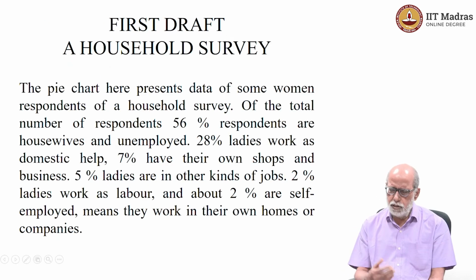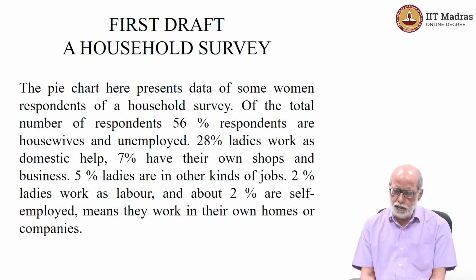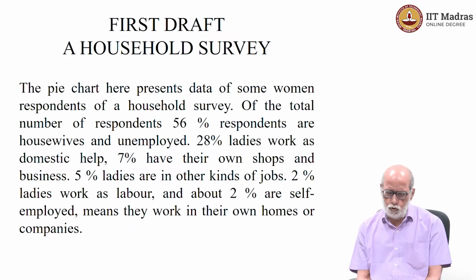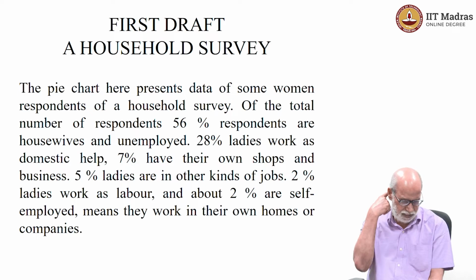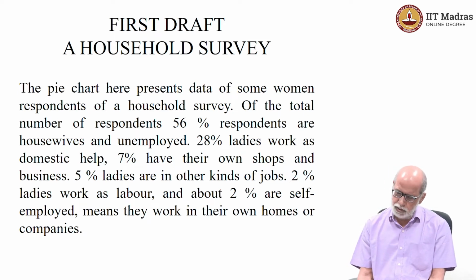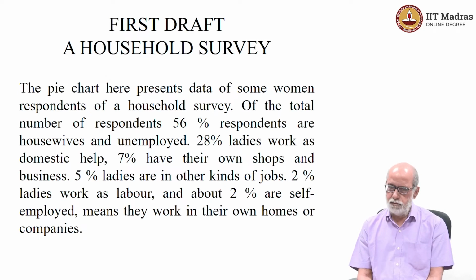It's just a mechanical reproduction. 28% ladies work as domestic help, 7% have their own shops and businesses, and 5% ladies are employed. Otherwise, 2% only work as daily wage labor, and 2% are self employed, which means they work in their own homes or in their companies. That's all. Okay? Just a mechanical, you get no wiser. You look at the report, you look at the chart, you have the same information. No more, no less. But it can be written differently.